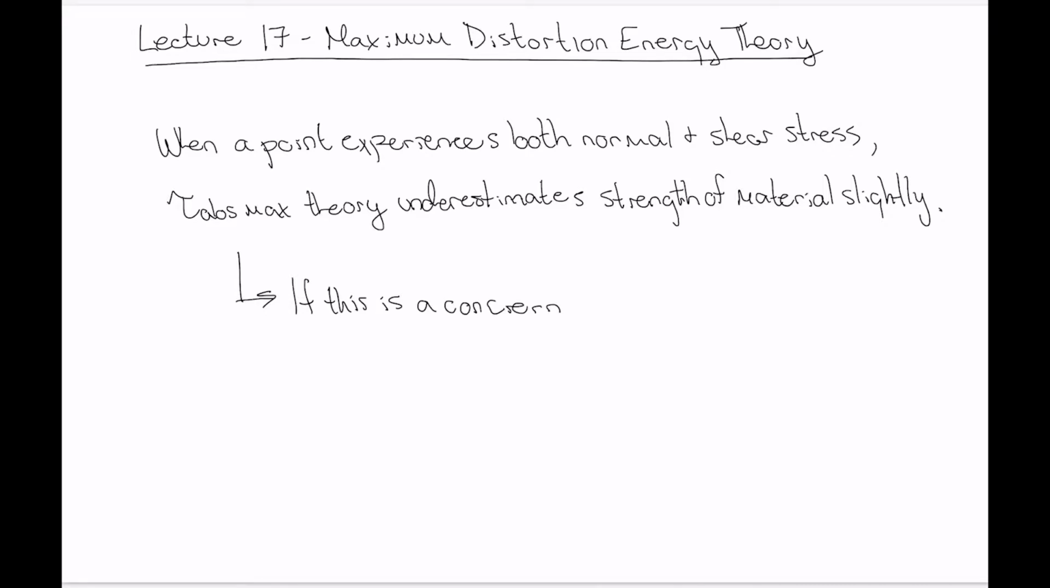Okay. And when this is a concern, then we turn to the maximum distortion energy theory. This theory is also known as the Von Mises failure criterion.